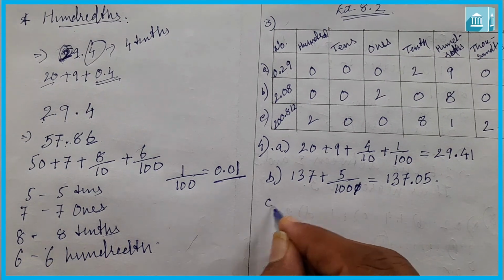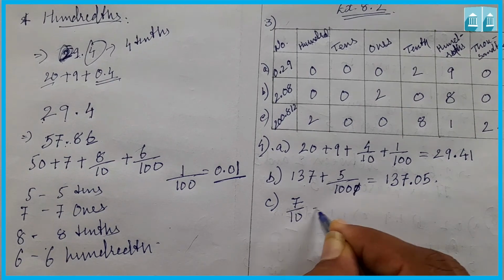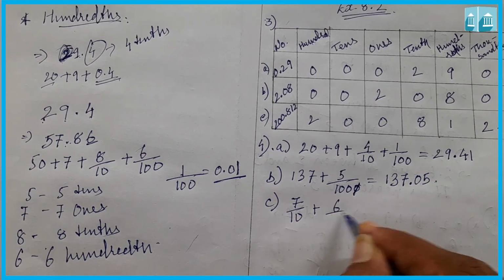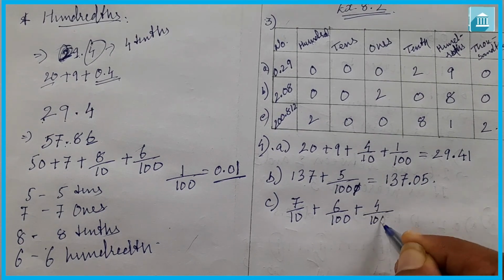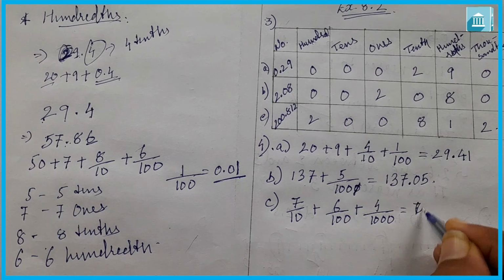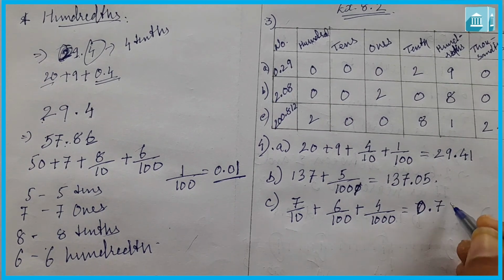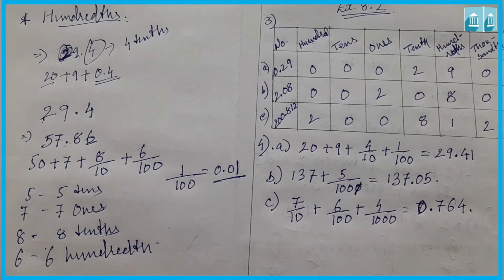Now C is here: 7 by 10 plus 6 by 100 plus 4 by 1000. So this will be 7 tenths, it means 0.7, 6 hundredths means 6, 4 thousandths means 4, so 0.764. So in this way you can do D and E also.